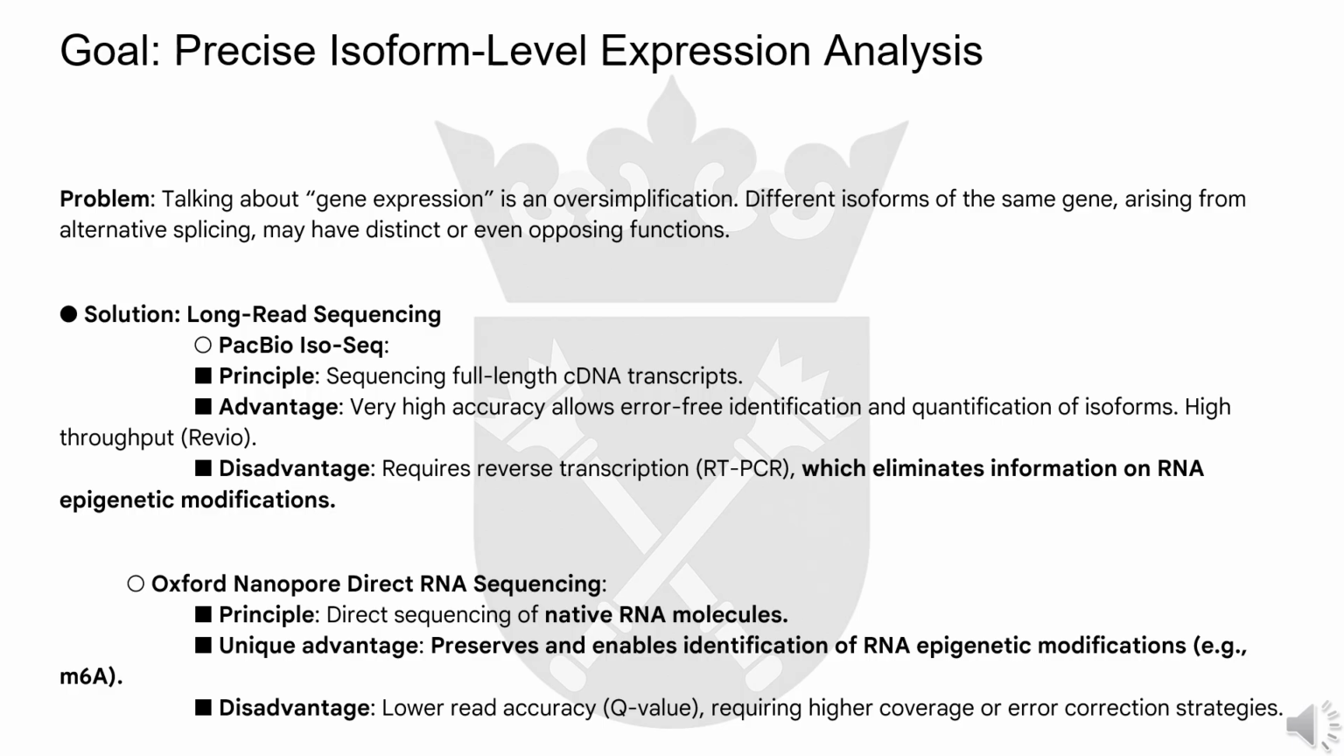The downside is that it requires converting RNA to cDNA, so we lose information on RNA epigenetic modifications. If we want to preserve native RNA, we should consider the Oxford Nanopore direct RNA sequencing method. This is the only available technology that can detect modifications such as m6A in RNA. We just have to remember that raw accuracy is lower. But we can compensate for this with deeper sequencing or specific error correction.